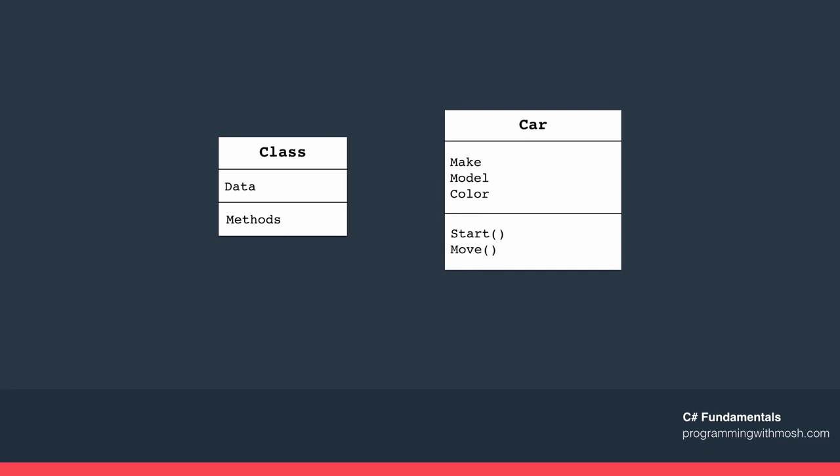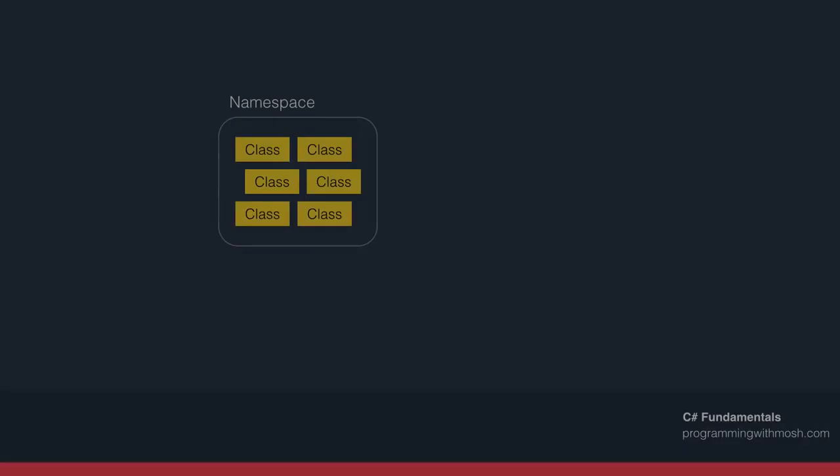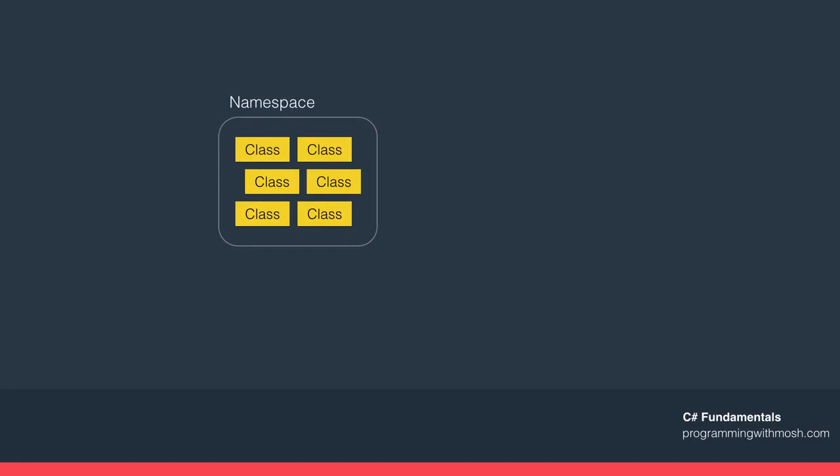In a real-world application, we have tens, hundreds, or even thousands of classes, each class responsible for a piece of functionality. An example of that is classes that are responsible for getting the data from the user, process the data, and display something to the user. Now, as the number of classes in an application grows, we need a way to organize these classes. That's where we use a namespace. So a namespace is a container for related classes.